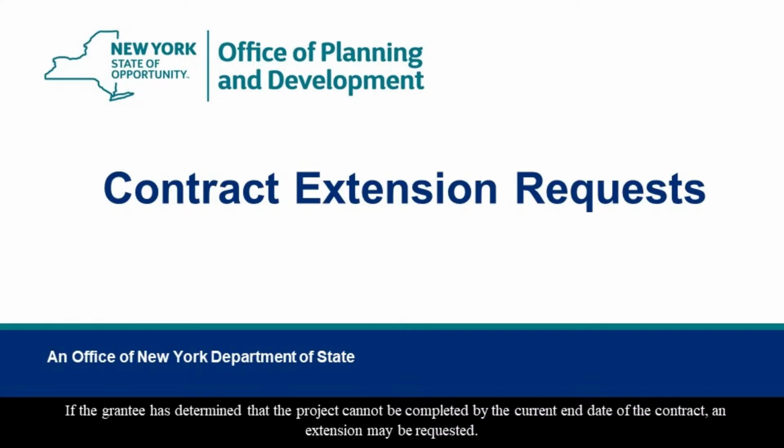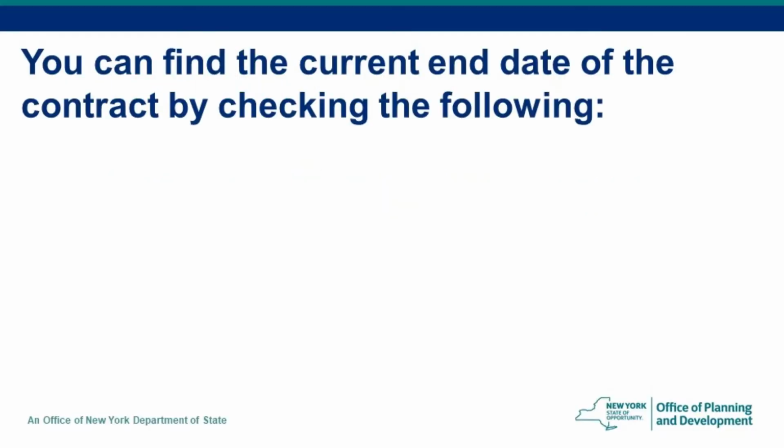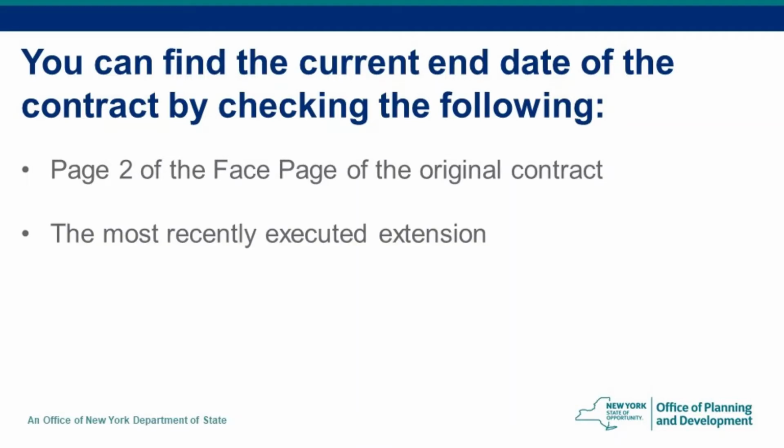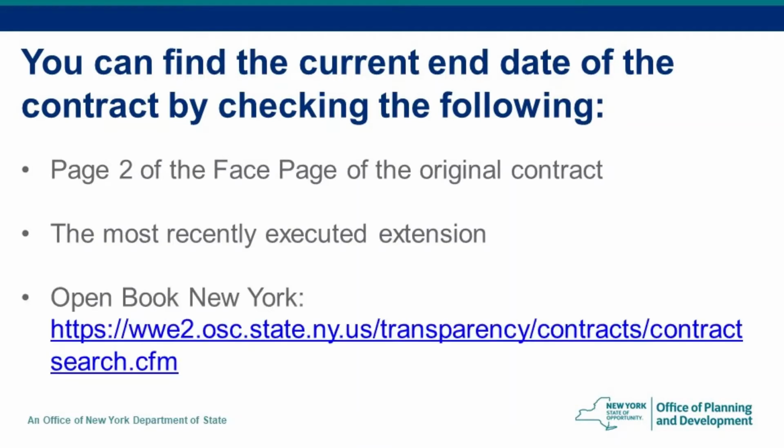If the grantee has determined that the project cannot be completed by the current end date of the contract, an extension may be requested. You can find the current end date of the contract by checking the following: page 2 of the face page of the original contract, the most recently executed extension, or Open Book New York at the web address shown.